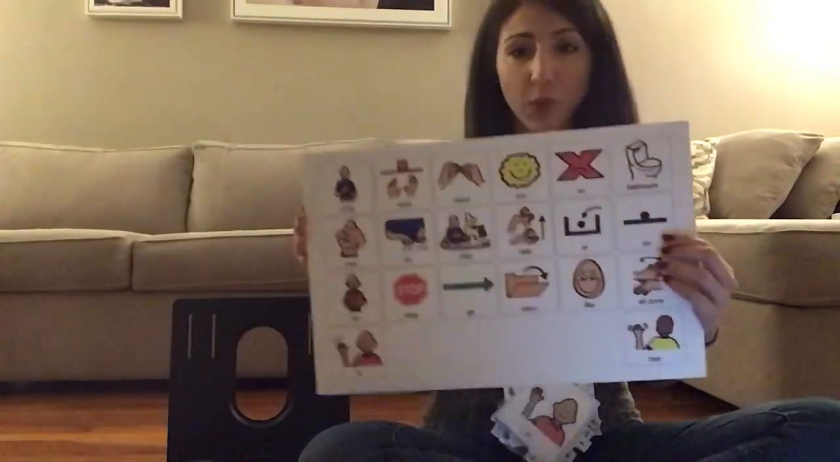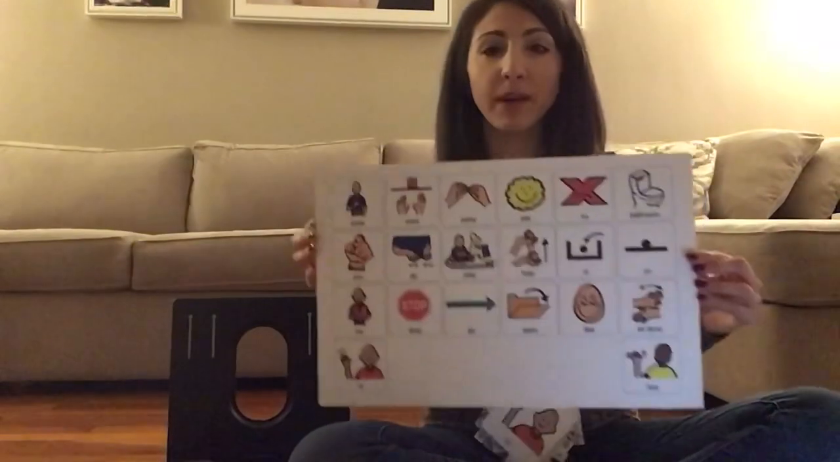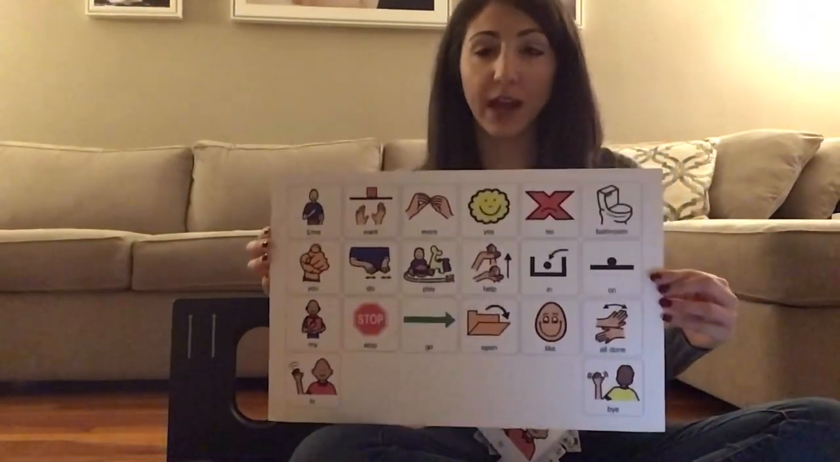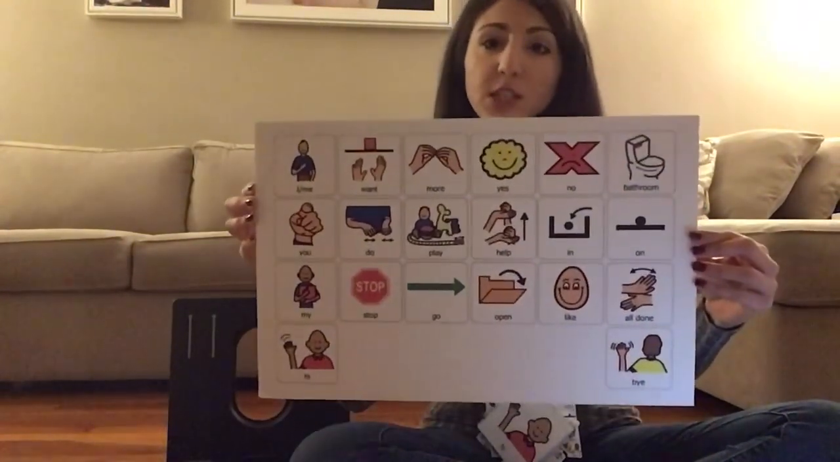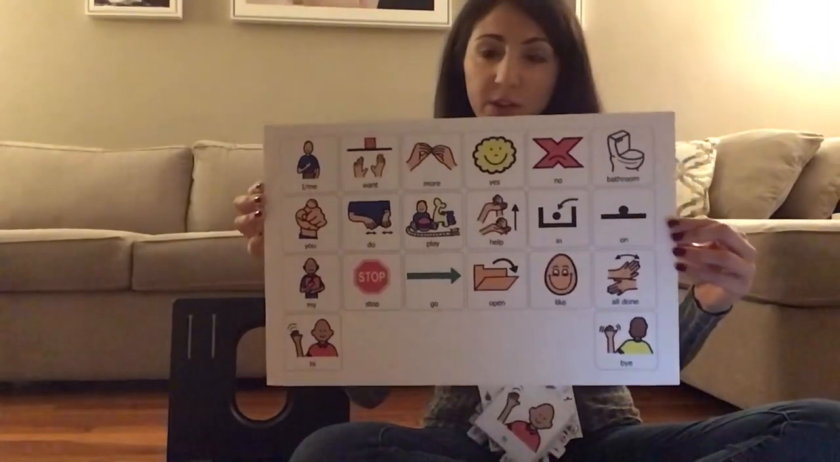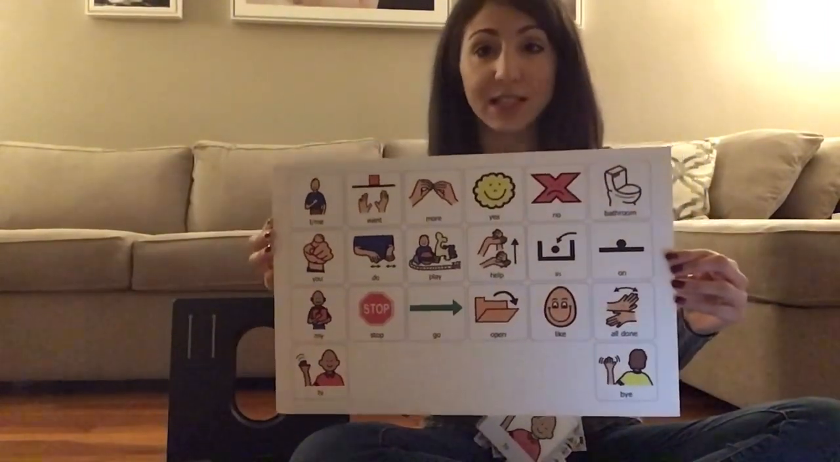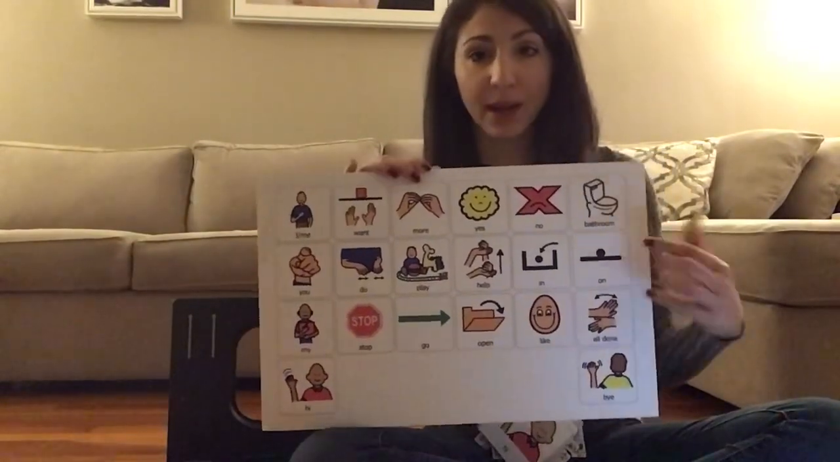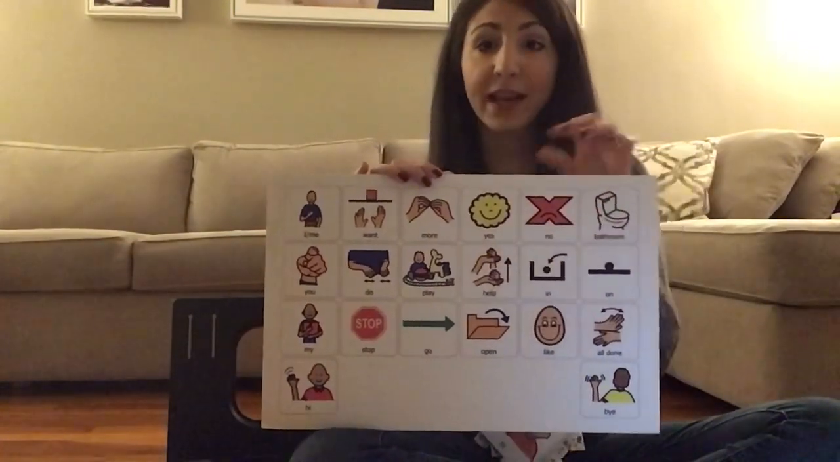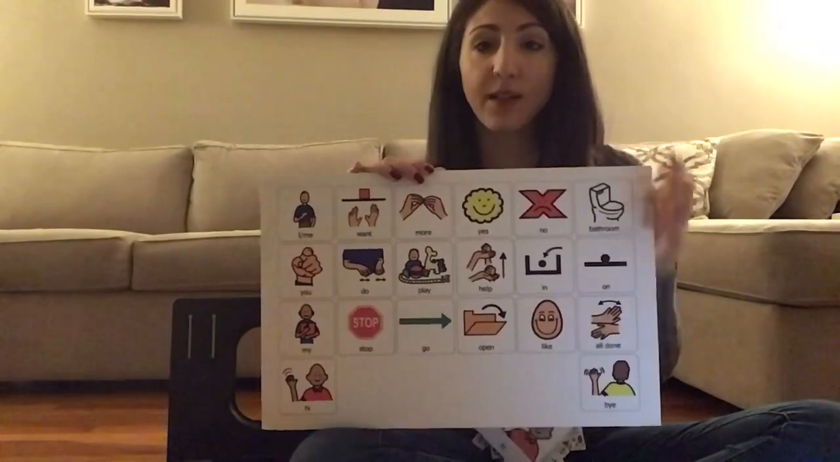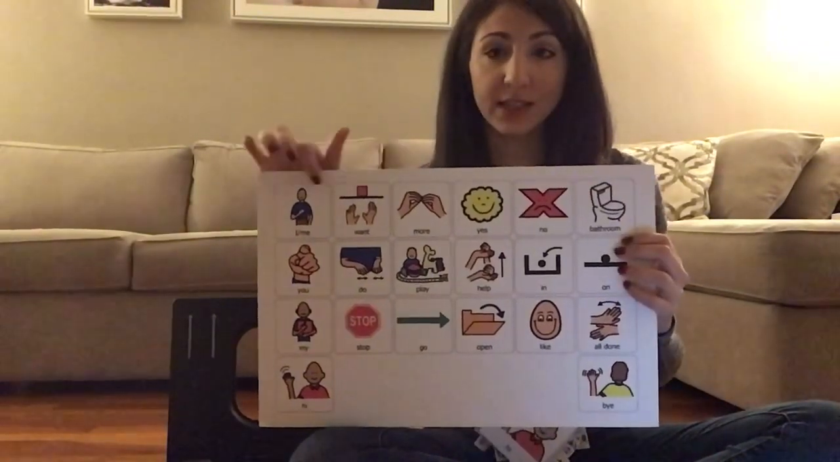Now, these are only 20 words, but think about how many messages your child can convey using just these 20 words. They can greet their friends and their family, people that they know. They can ask for assistance when something is very difficult. They might need help. They can answer yes and no questions. They can express their wants and needs.